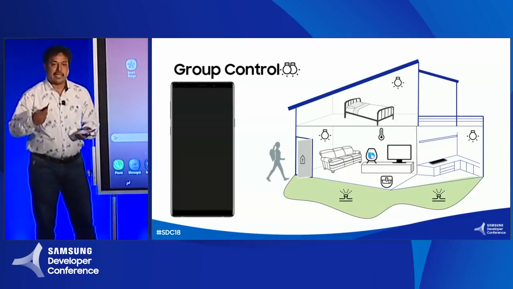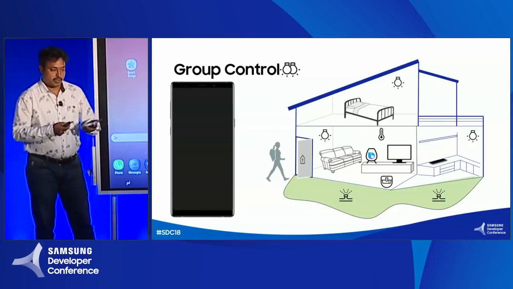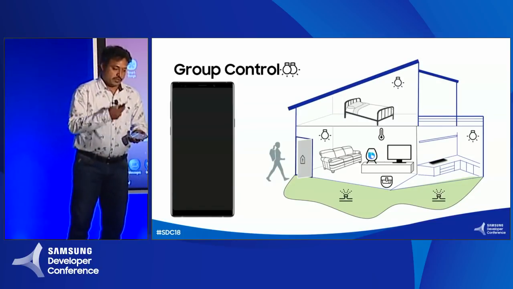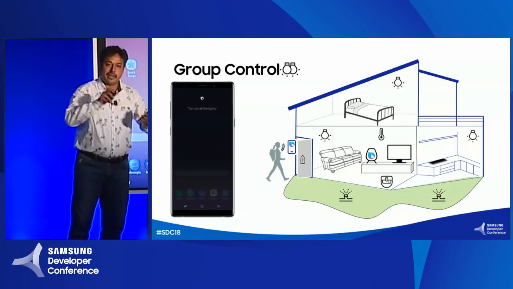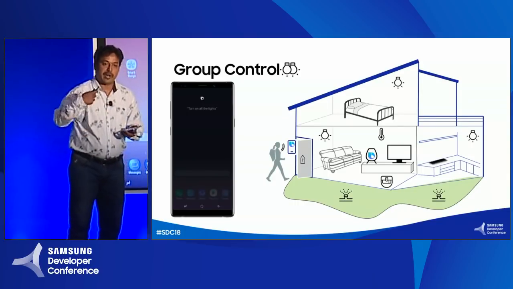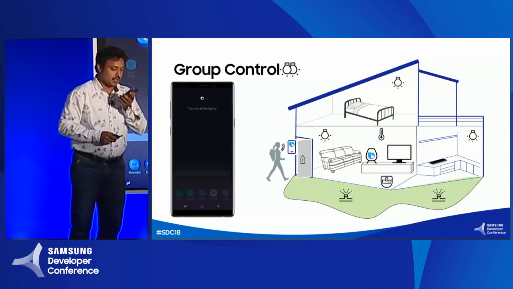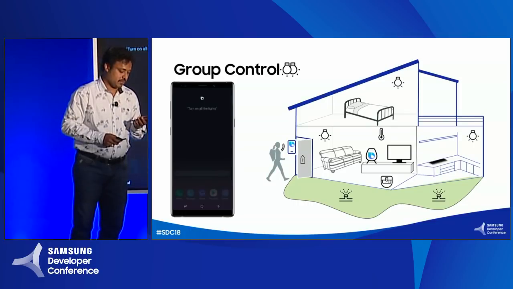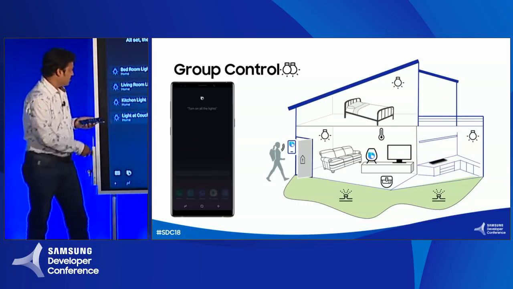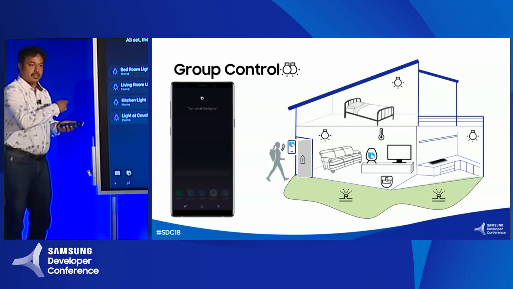And not only a single device, you can even control a group of devices using Bixby. So here Alice wanted to turn on all the lights at home before entering home. Let's try that. Turn on all the lights. All set. They are on. So we have 4 lights at home as I configured earlier. So it turned on all the lights.